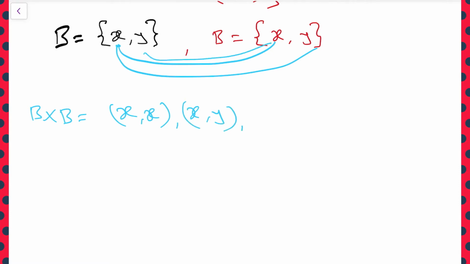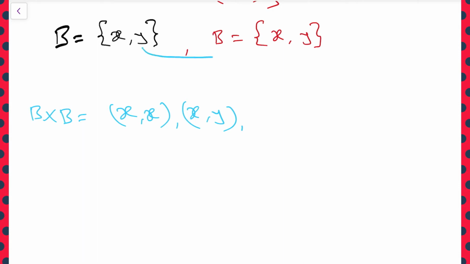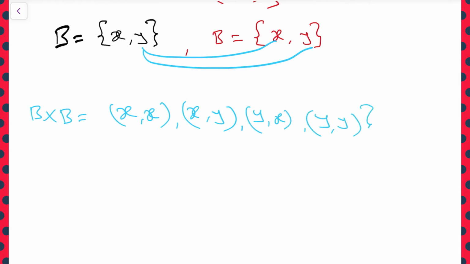Then y, I'll wrap it first. (y, x), (y, y). (y, x) and (y, y). This is B cross B.